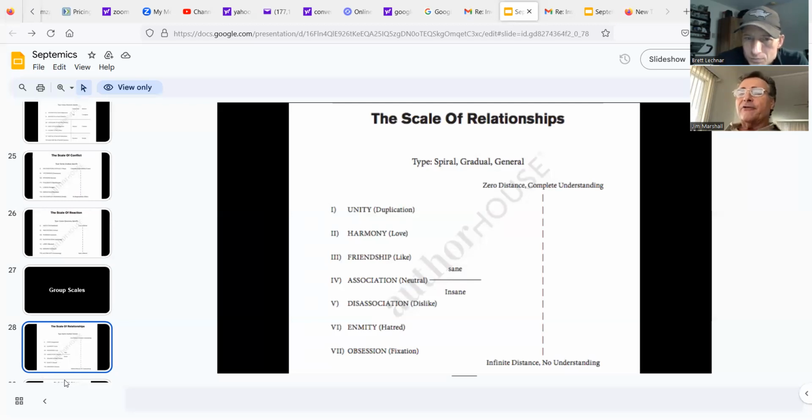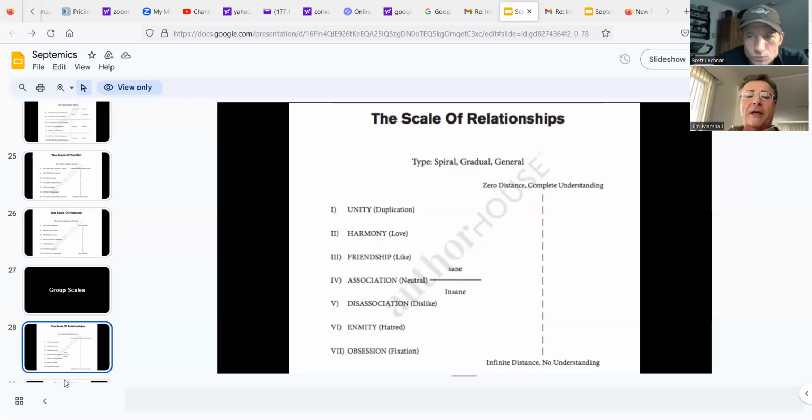Now, the difference is obsession is a mental illness. The person is fixated on somebody. That is not a good thing. Like some crazy guy, and he's got pictures of this particular woman all over his apartment. He's fixated on her. As opposed to unity, that doesn't happen in unity. Unity is a state of duplication, where you duplicate the person.